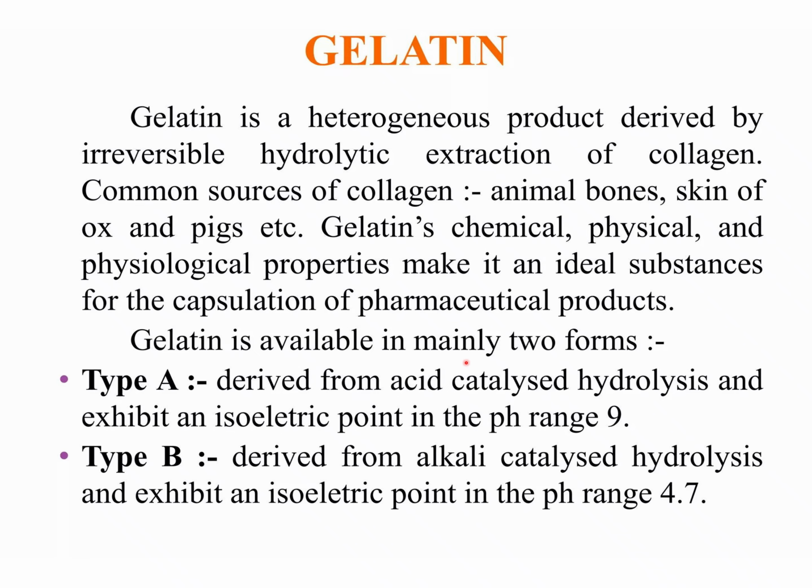Gelatin is available in two forms, type A and type B gelatin. Type A is derived from acid catalyzed hydrolysis and exhibits an isoelectric point in the pH range 9, and type B is derived from alkali catalyzed hydrolysis and exhibits an isoelectric point in the pH range 4.7.